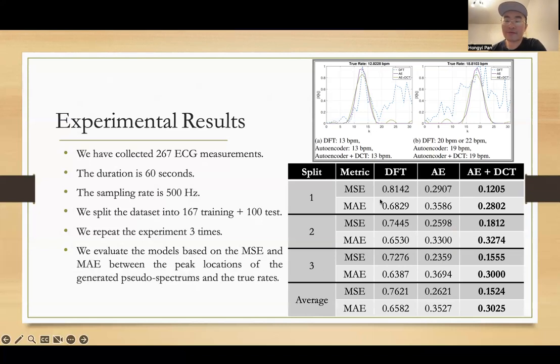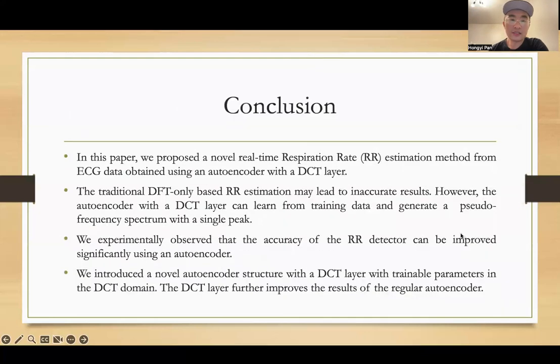From the table shown here, you can see that with the autoencoder, we reduce the MSE and MAE. These values are much smaller than the traditional Fourier transform based methods. And after we apply the DCT layer, these values are reduced further. So this is our work.